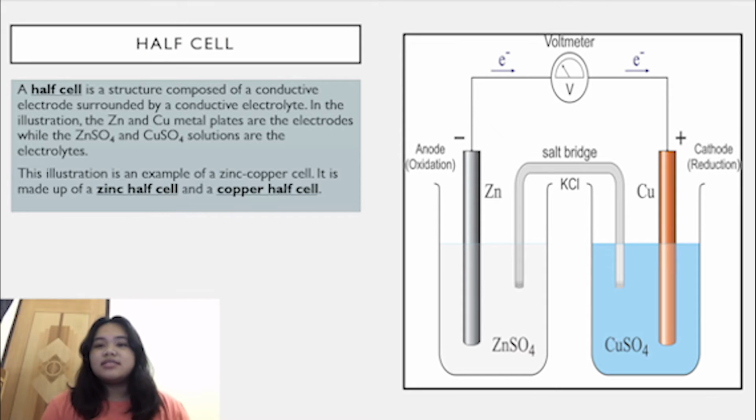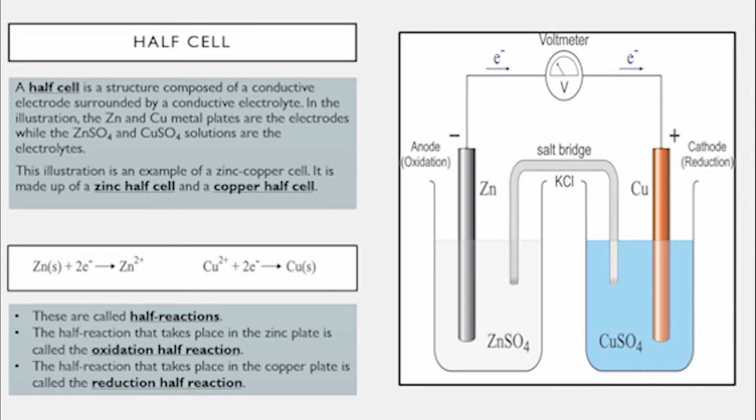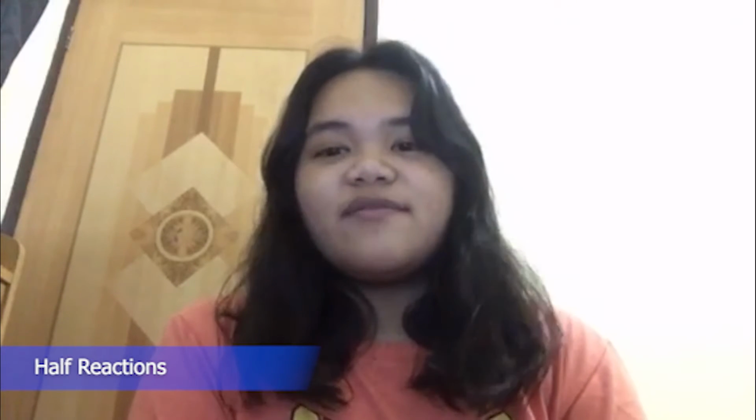A half cell is a structure composed of a conductive electrode surrounded by a conductive electrolyte. In the illustration, the zinc and copper metal plates are the electrodes and the zinc sulfate and copper sulfate are the electrolytes. This illustration is an example of a zinc-copper cell. This is made up of a zinc half cell, which is on the right side, and a copper half cell on the left. The picture above shows two half reactions.